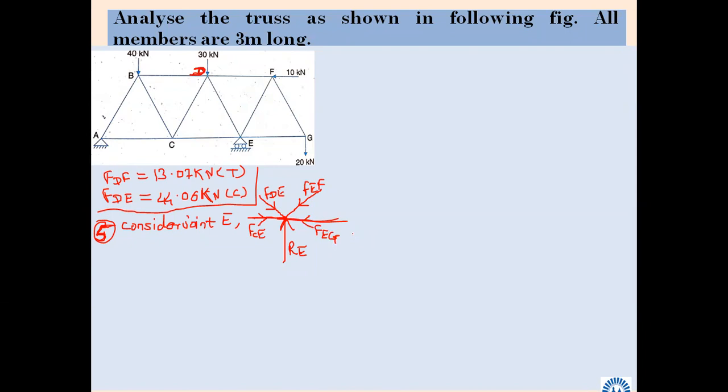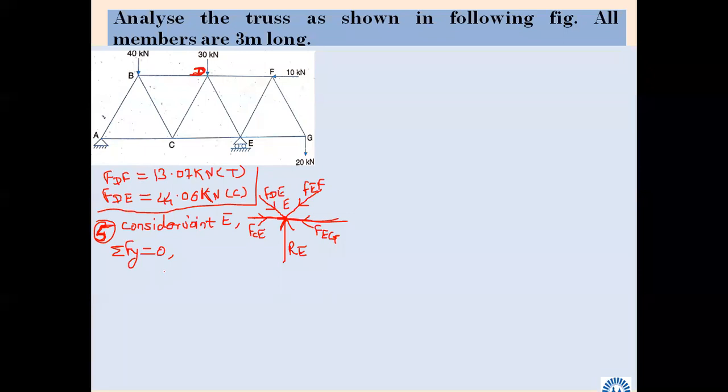Again compressive. Quickly now. Which forces are unknown here? In this FBD, which two forces are unknown? FEF and FEG. Out of that, one is horizontal. Which is that? FEG. Means if we apply summation Fy equal to 0, which force will we get? EF, FEF. EF we will get.